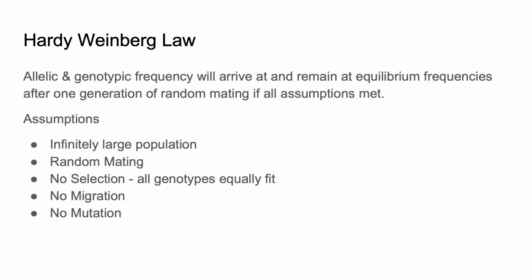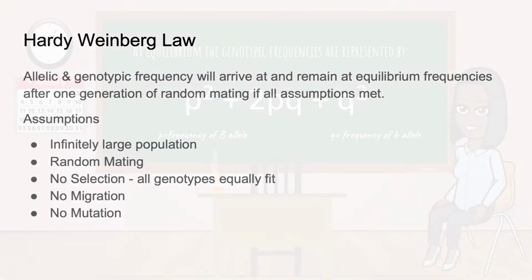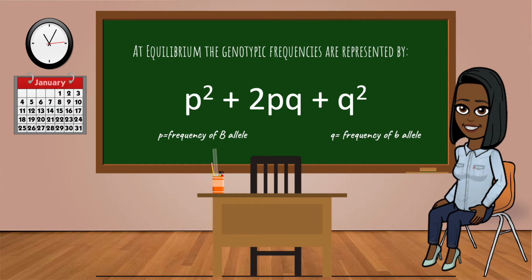The assumptions are as follows: infinitely large population, random mating, no selection, no migration, no mutation. At equilibrium, the genotypic frequencies are represented by the Hardy-Weinberg equation, which is p squared plus 2pq plus q squared, where p is the frequency of the big B allele and q is the frequency of the little b allele.